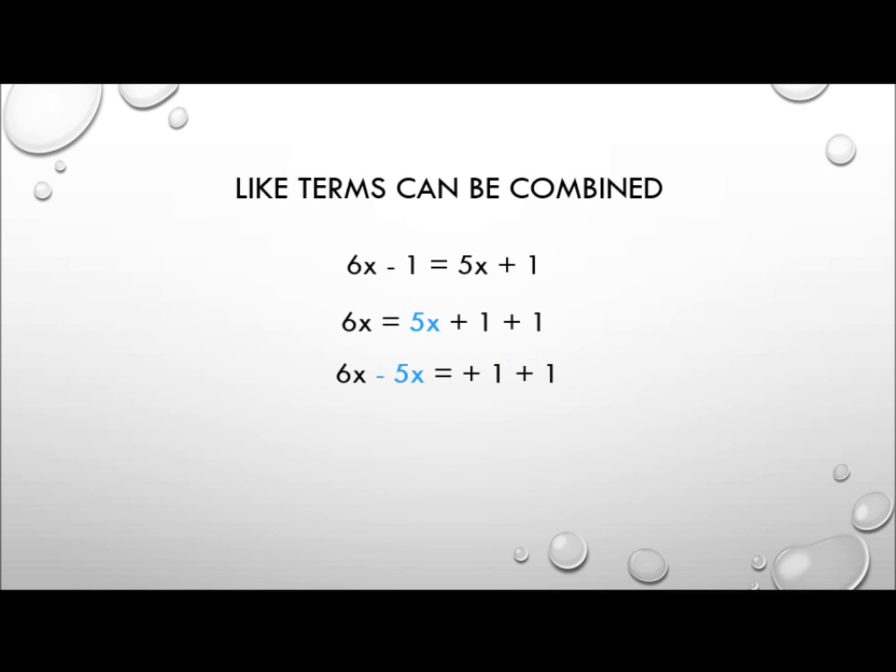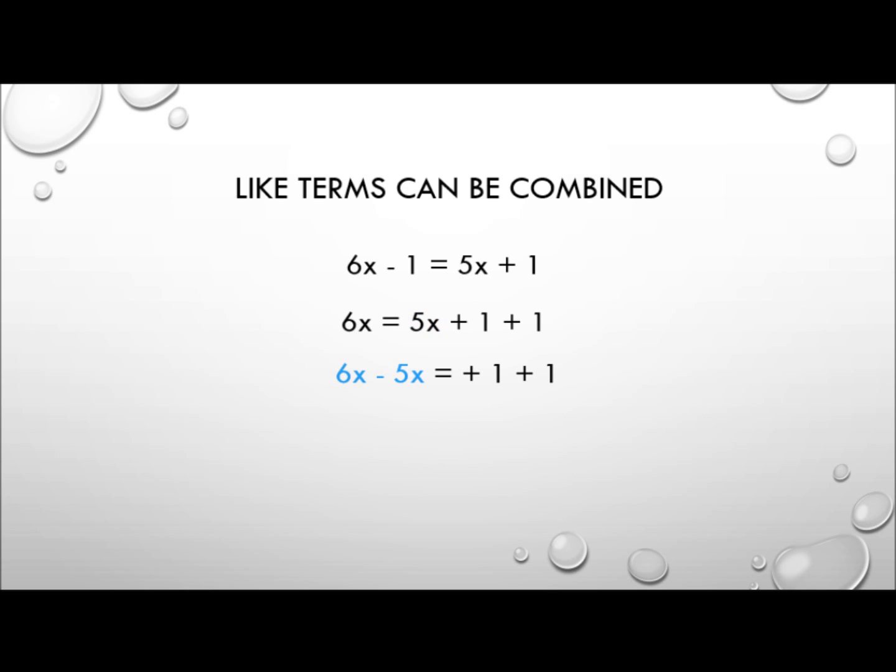Now let's move that 5x over from the right hand side over to the left hand side. Well, it doesn't have an operator in front of it, so we can safely assume that it's positive. So this is positive 5x. So when we move it over to the left-hand side of the equals, it must become negative.